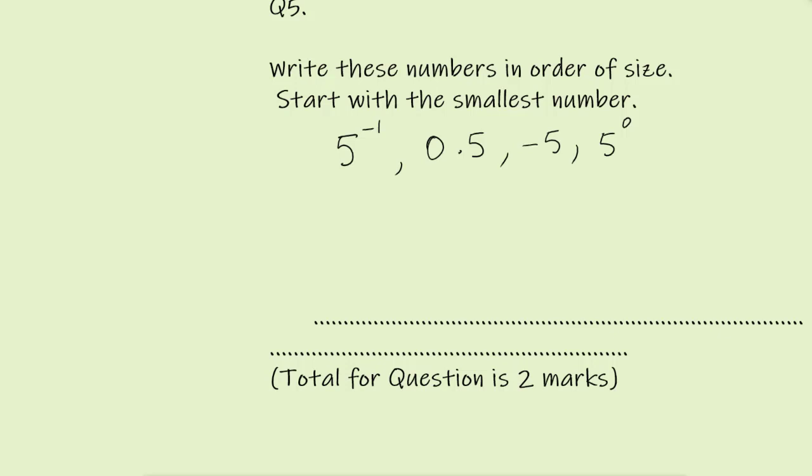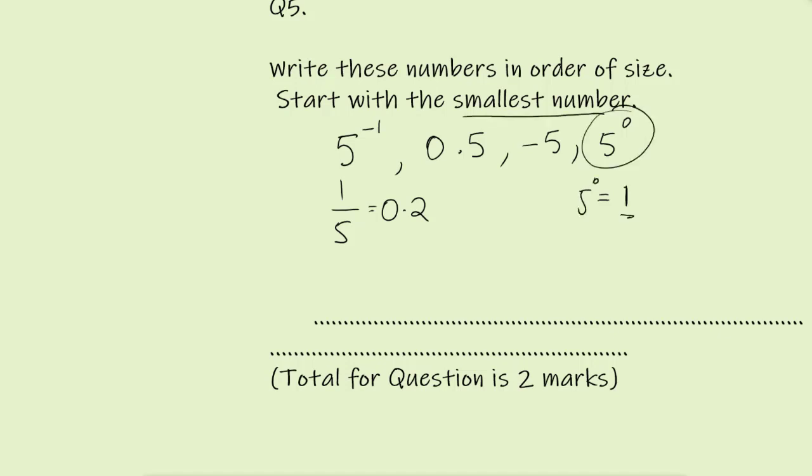Because we already have a decimal here, and if you need to change any of them into a whole number, we can do that. So 5 to the power minus 1, we know from the negative indices video, we can write as 1 over 5. And 1 over 5 is the same as writing 0.2. 0.5 is already a decimal, so we're going to leave it as is. Minus 5 is an integer, so we're going to leave it as is. And 5 to the power of 0, we know is the same as 1.